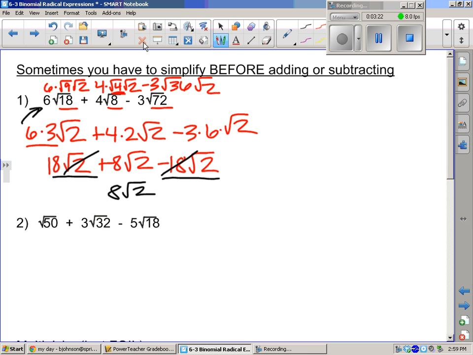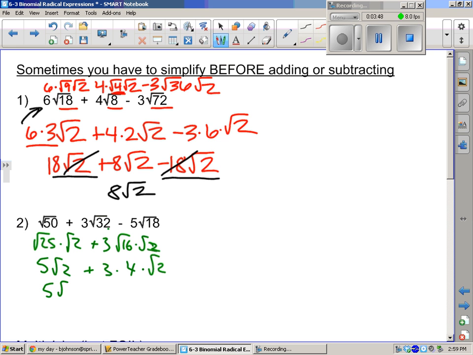So let's split 50 into 25 and 2. So that's really 5 root 2. Now I'm going to split the 32. I have this plus 3 here. The 32 becomes, we'll say, square root of 16 and square root of 2. So that's 3 times 4 times the square root of 2.